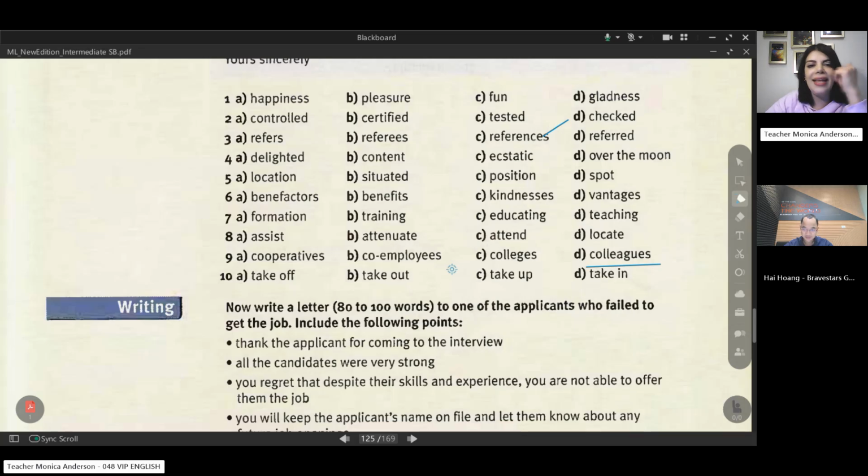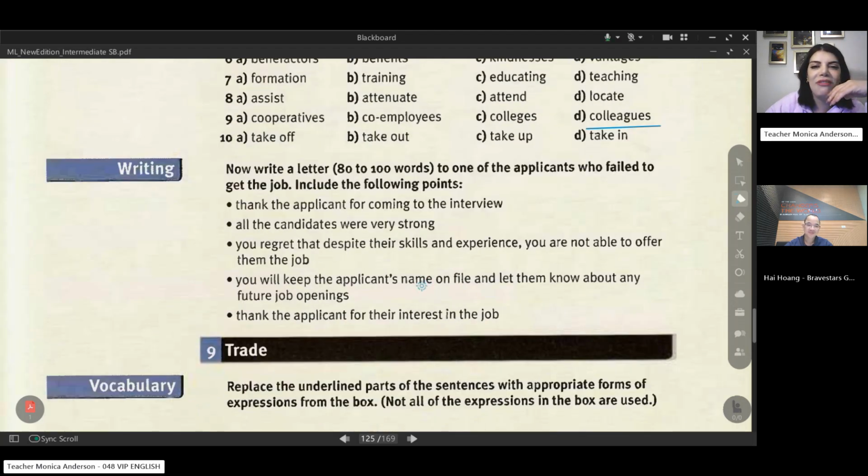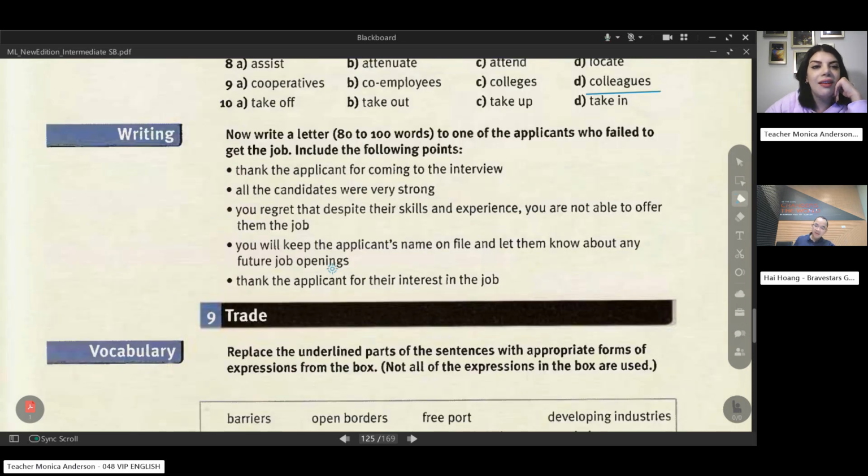Okay, well, and now we have a writing task, a letter to one of the applicants. So, okay, let's skip this one. We have nothing to do.